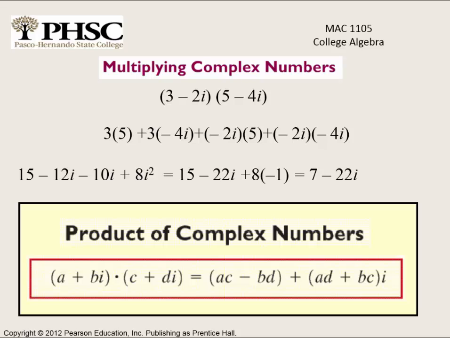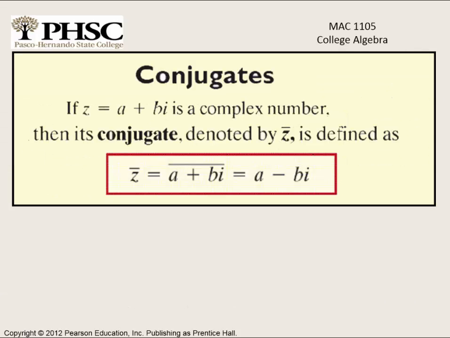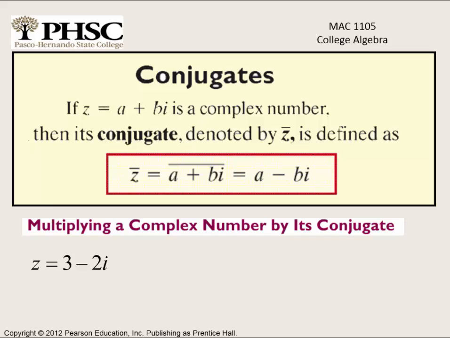So that's the product of complex numbers, step by step. Now we have a theorem. The product of a complex number and its conjugate is a non-negative real number. Let's say that z is equal to a plus bi. Then z times its complex conjugate is equal to a squared plus b squared. So if z is equal to a plus bi is a complex number, then its conjugate, denoted by z bar, is defined as z bar equal to the conjugate of a plus bi, which is a minus bi.